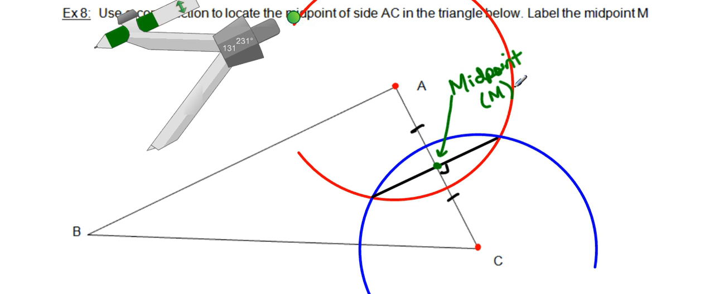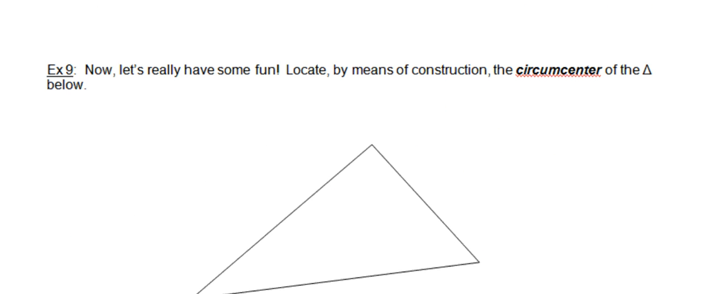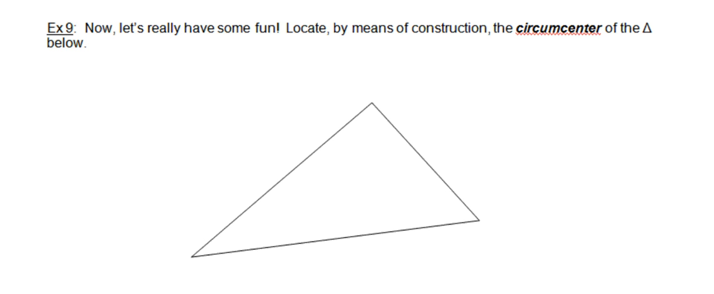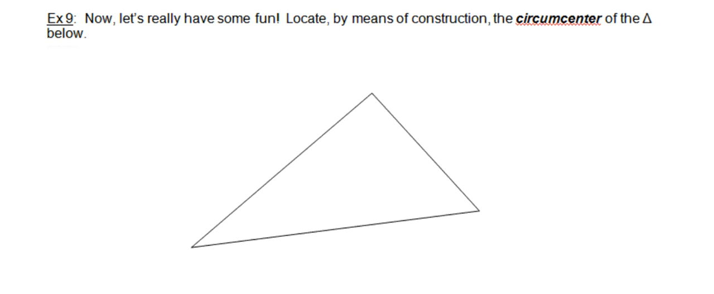All right, so that's really cool because you've located the midpoint with no ruler, no measuring, nothing except a compass. The last thing that we're going to do is use our compass and our straight edge to find the circumcenter of that triangle. Remember that the circumcenter is the point where all 3 perpendicular bisectors of the sides of a triangle are going to meet. So I'm going to construct the perpendicular bisectors of all 3 sides of the triangle.